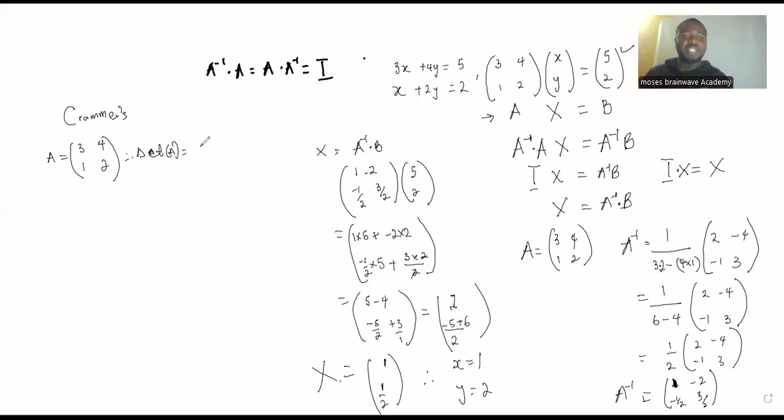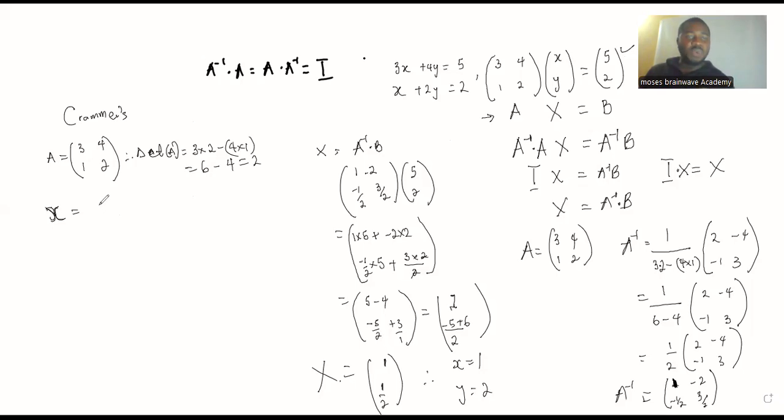Determinant of this matrix A should be what? 3 multiplied by 2 minus 4 multiplied by 1. We have 6 minus 4, which is just 2. Good. So to get the variable X, I'm going to take this particular constant matrix and replace it here. I'm going to replace it here.